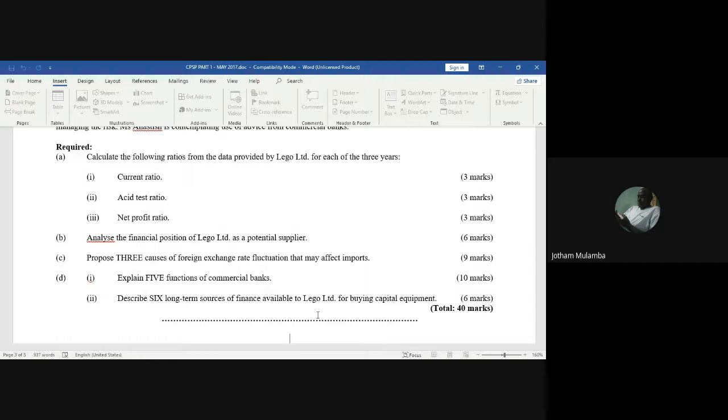So we move on to part C. Propose 3 causes of foreign exchange rate fluctuation that may affect imports. Who's giving us the first reason? We discussed that in the previous class. Changes with the administration, new administrations? So you are talking about political factors. Yeah.